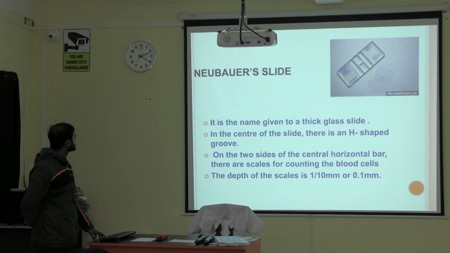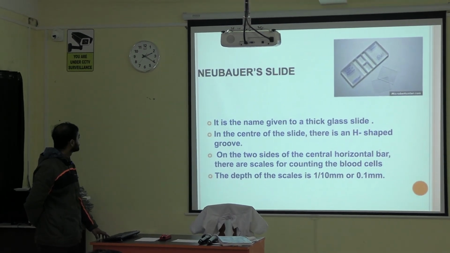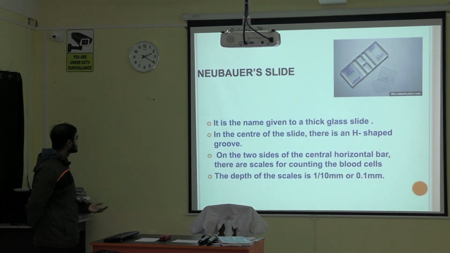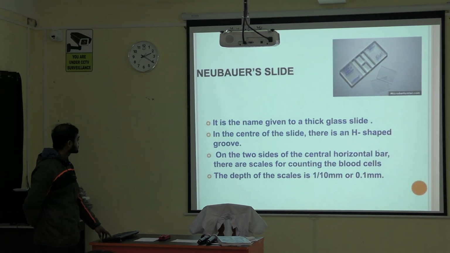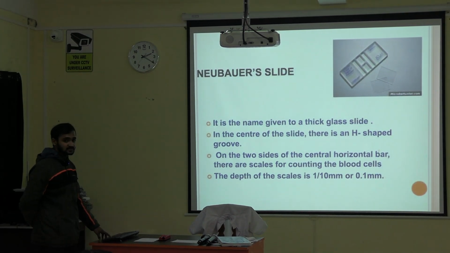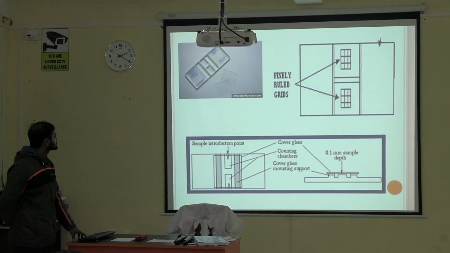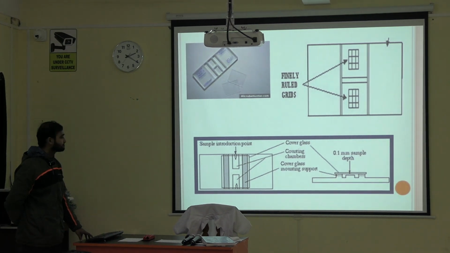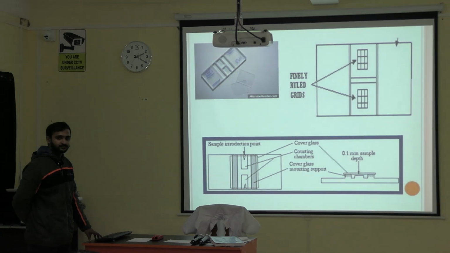So you know the Neubauer slide. This is a thick glass slide, H-shaped. There are two chambers separated by the central horizontal bars. You know it, no? And the chambers are where they are going to do this procedure. If you require an explanation of this, tell me.